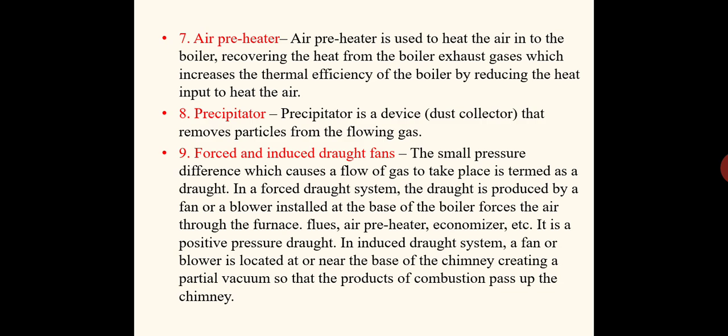Then comes the precipitator. These are not important components. The flue gas passing through the chimney, we cannot directly expel into the atmosphere. It will pollute the air outside. So, we have to extract whatever solid particles are there inside the flue gas before expelling into the atmosphere. For that, we will be using the precipitators. A precipitator, also called a dust collector, removes the particles from the flowing gases. Whatever solid particles are there with the flue gases are separated inside the precipitator and collected back, so that it is not polluting the outside air.